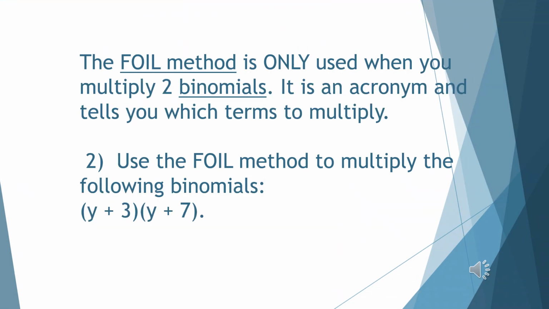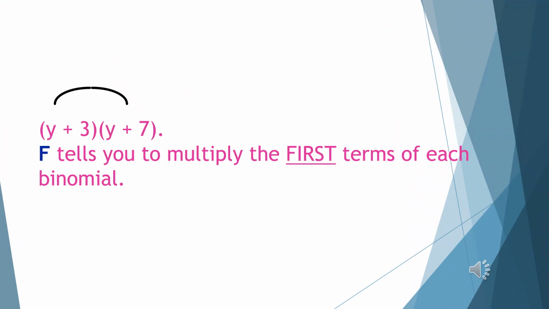Now, the FOIL method is only used when you multiply two binomials. So it is an acronym and tells you which terms to multiply. Use the FOIL method to multiply the following binomials. So we get here y plus 3 times y plus 7. Okay, so F tells you to multiply the first terms of each binomial. So we get here y times y is y squared.